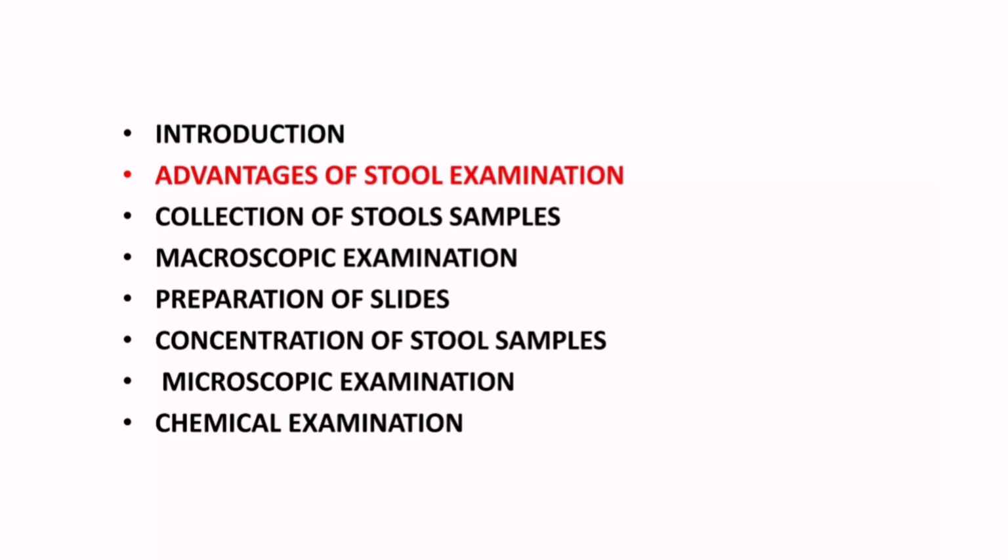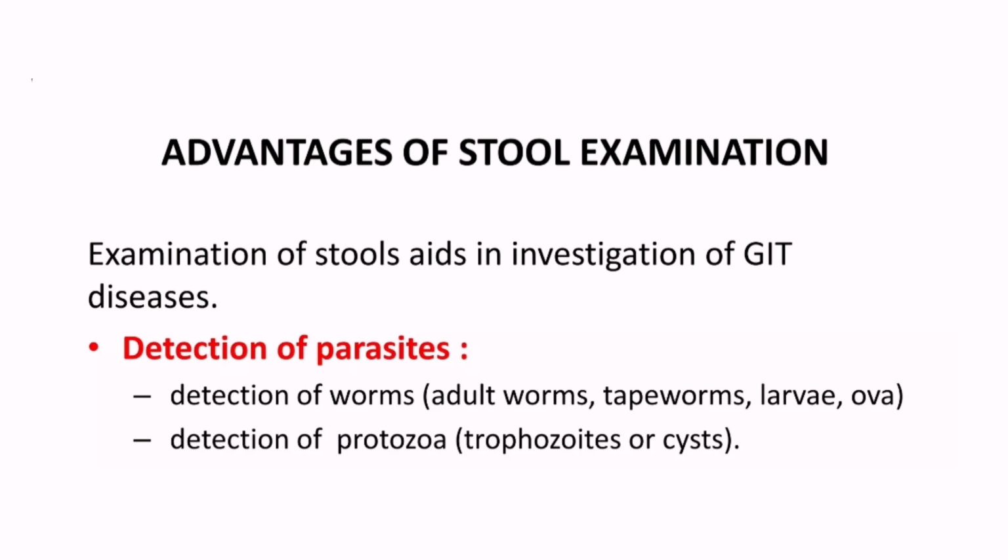Now we move on to the advantages of stool examination. Examination of stools aids in investigation of GIT diseases. GIT means gastrointestinal tract. It is the tract or passageway of our digestive system which leads us from the mouth to the anus. Stool analysis is used to detect parasites. These parasites include worms such as adult worms and tapeworms. In the larvae or ova stage, we also have the protozoa in their trophozoite and cyst stage.